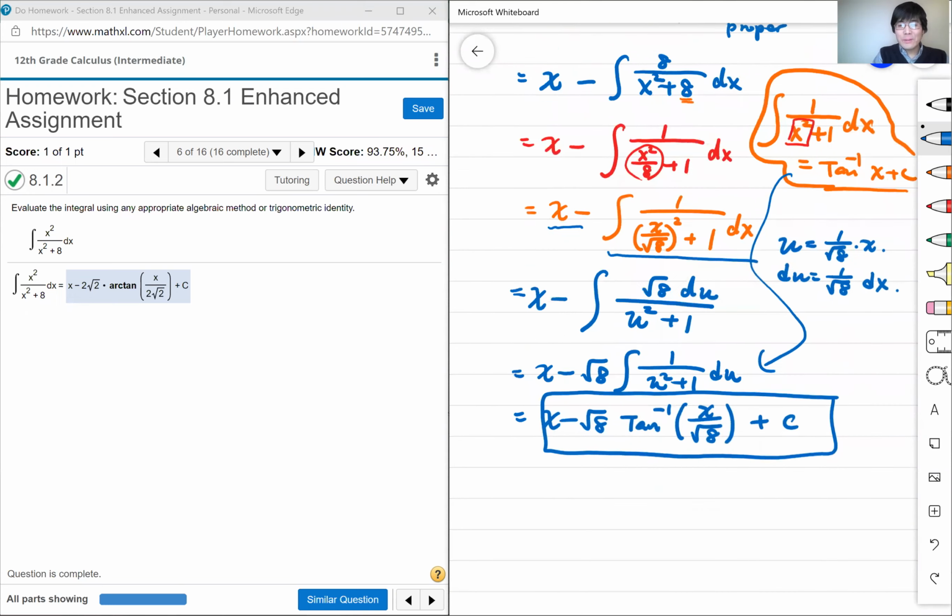Of course, you can simplify the square root of 8 as 2 square root of 2. So if you do that, it's going to look like this. If you do not like the radical in the denominator, you can, of course, change it to x square root of 2 over 4 if you want.